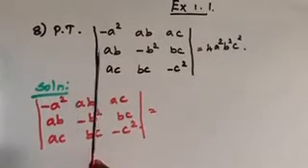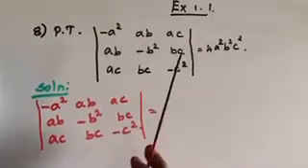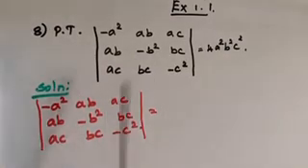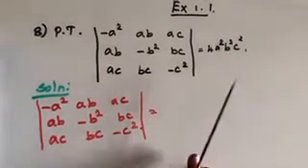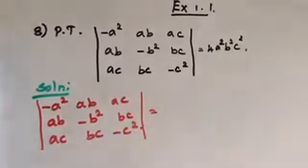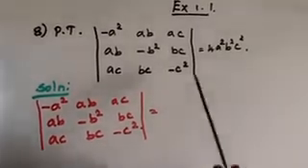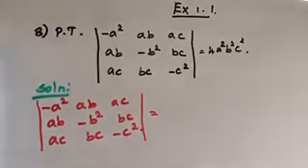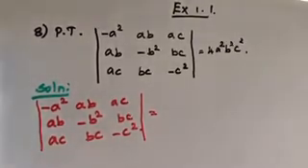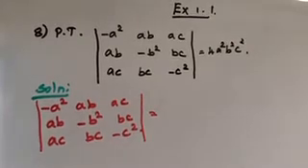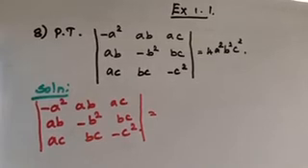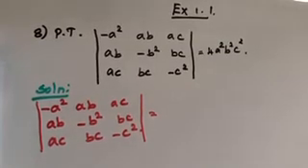Prove that the determinant with rows minus A square, AB, AC; AB, minus B square, BC; AC, BC, minus C square is equal to 4A square B square C square. We have to prove that the value of this determinant is equal to 4A square B square C square. Now, I will take the left hand side: minus A square, AB, AC; AB, minus B square, BC; and AC, BC, minus C square.